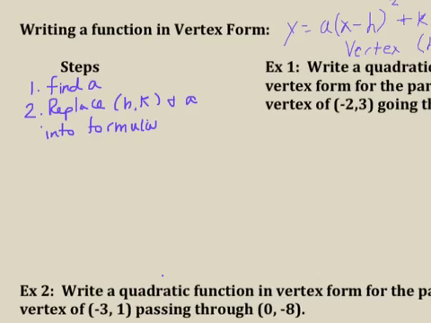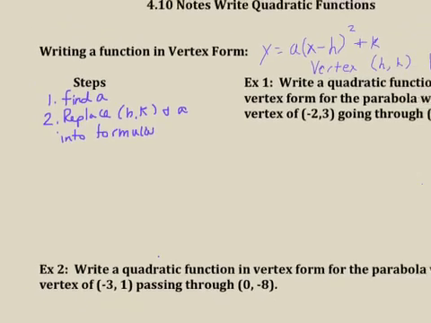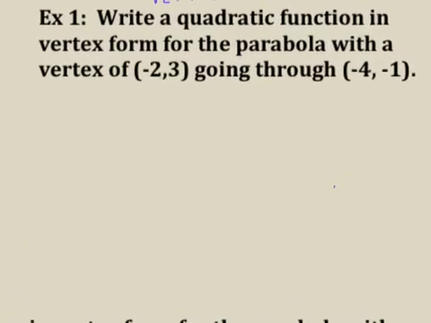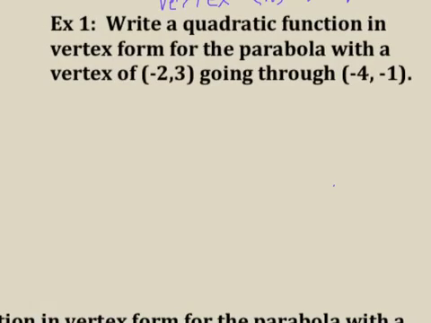Okay, so let's begin with this example. So we want to write a quadratic function in vertex form for the parabola with a vertex of (-2, 3) going through (-4, -1). So our question is, what type of information have we just been given? So vertex, that means -2 is h, 3 is k, and the point we were given, (-4, -1), that is (x, y).